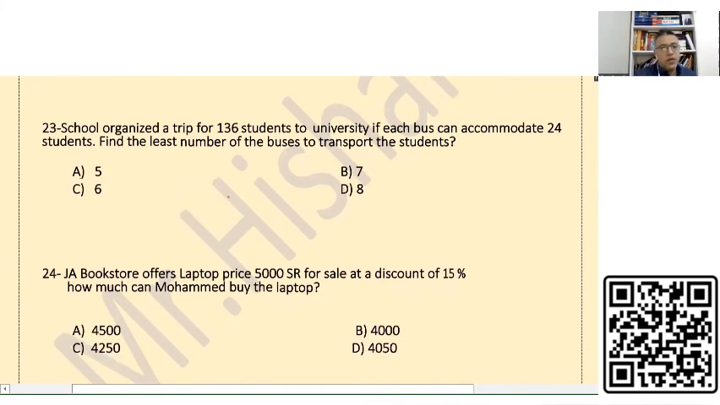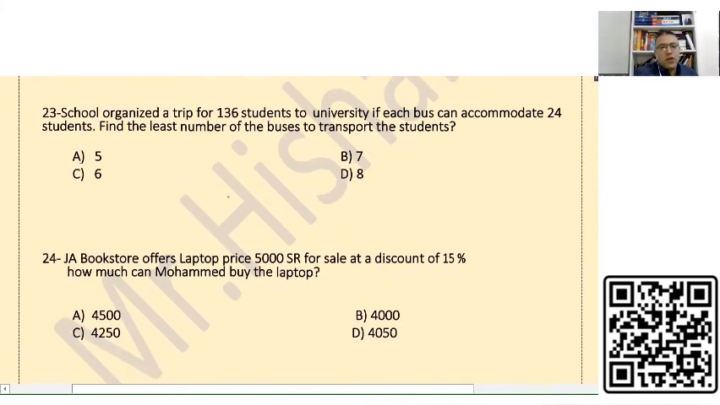Question number 23. A school organized a trip for 136 students to a university. If each bus can accommodate 24 students, find the least number of buses. So actually, I need to divide 136 by 24. And in this case, I'm going to take the number greater than 5. How can I simplify 136 by 24?